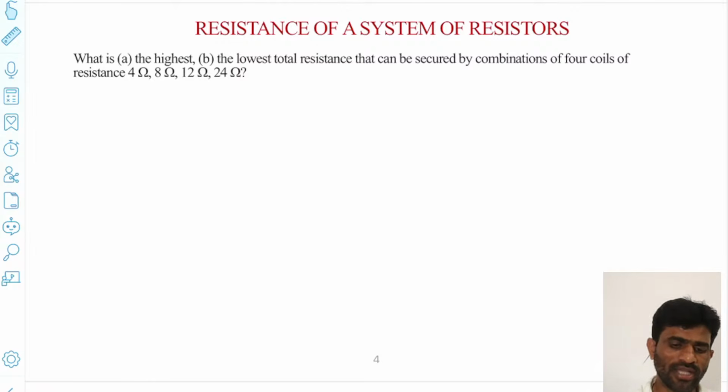When you want the highest resistance, you have to connect them in series, and in series the effective resistance is equal to the sum of all individual resistances. Harshit is correct. So when you connect these in series, the formula is R is equal to R1 plus R2 plus R3 plus R4. 4 resistors are connected.